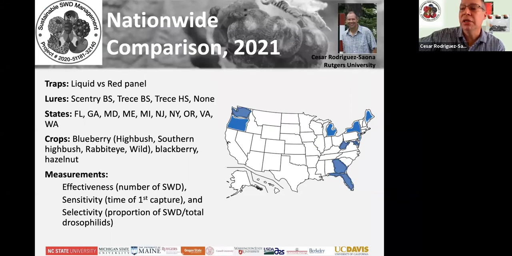So this year, a similar study was conducted, but this time we included more states. We included at least 10 states, and it was also done across different crops: blueberries, blackberries, and hazelnut. We compared the efficacy, sensitivity, and selectivity of the liquid traps versus the red sticky panel traps baited with Sentry lures and also Trece lures.